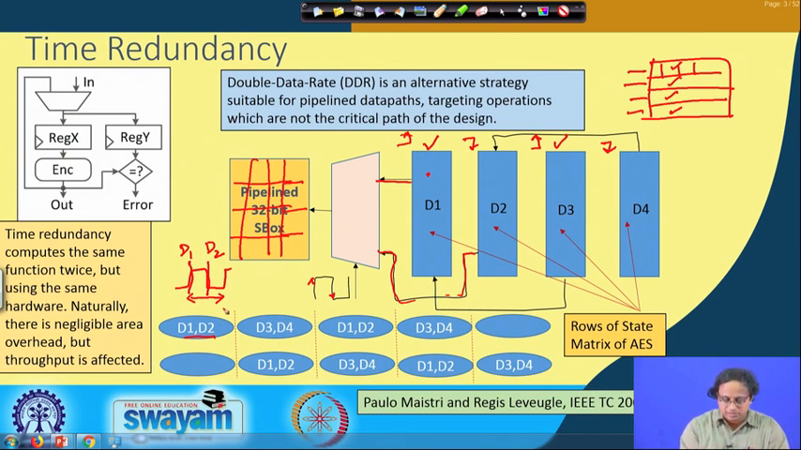Okay. So, you can see here what I will do next is, in the next clock cycle I will start processing of D3. So, I will forward D3 to this block and I will forward D4 to this block, and again I will repeat this process. Okay. So, I will be doing D3, D4, and remember that D1, D2 is going into the next stage of the pipeline, because this S box is pipelined.